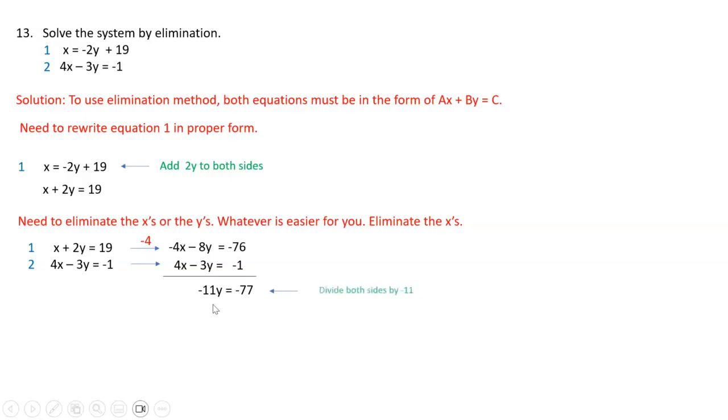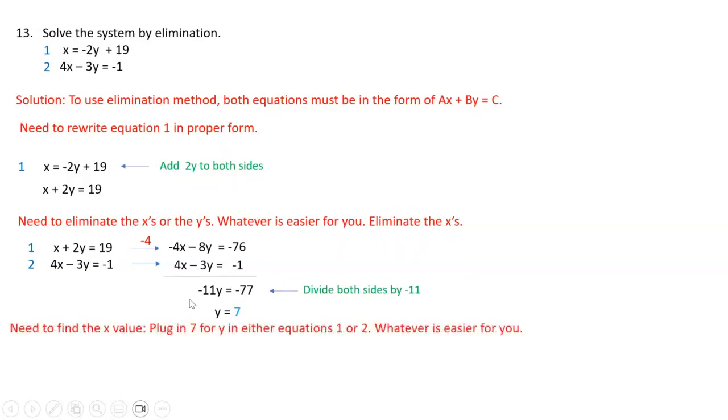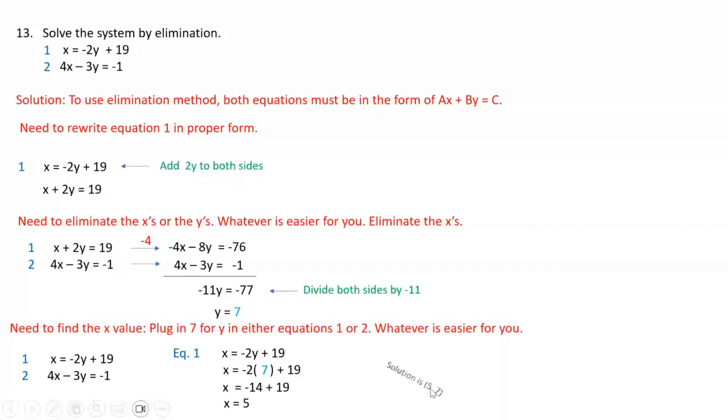We divide both sides by -11, and we get y = 7. When we have the y value, we're going to plug in the 7 for the y in either equation 1 or 2 and solve for x. So it's easier to go to number 1 because the x is already isolated. So I'm going to plug in 7 for the y value, and it's going to give us positive 5. So what's my solution? My x is 5 and my y is 7. So the point is (5, 7). That's where both lines intersect.